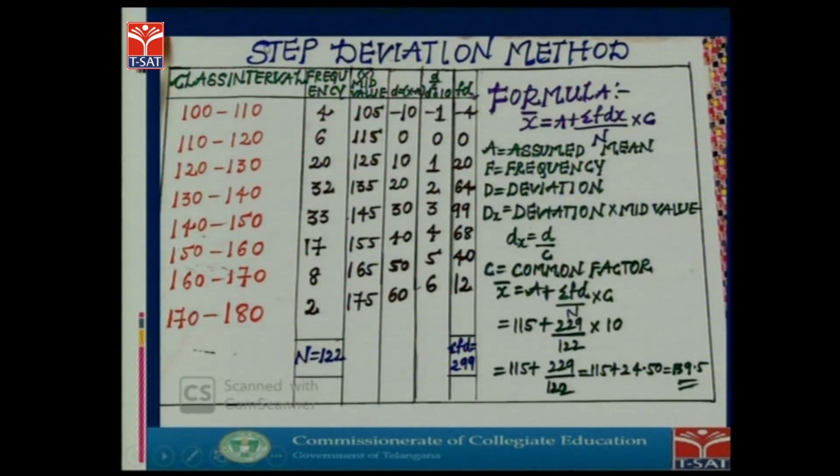C is nothing but the common factor. As I already told you, it is the difference between the lower limit and upper limit. 100 minus 110 will give us 10. That is the common factor. So that will become 115 plus 229 divided by 112 is equal to 115 plus 24.50 is equal to 189.5. In this way we have to calculate in the step deviation method.